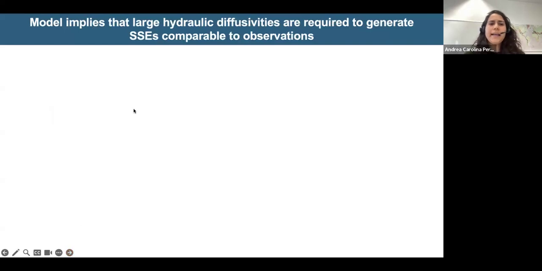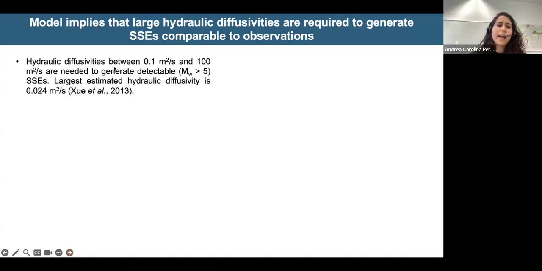I want to comment now on one of the implications of our model. I think one of the important implications is that to generate these detectable slow slip events, because I'm talking about magnitudes larger than 5, the hydraulic diffusivities that we had to assume were between 0.1 and 100 meters squared per second. So these are very large hydraulic diffusivities, especially in comparison to what we have estimated. The largest estimated value is 0.024 meters squared per second.